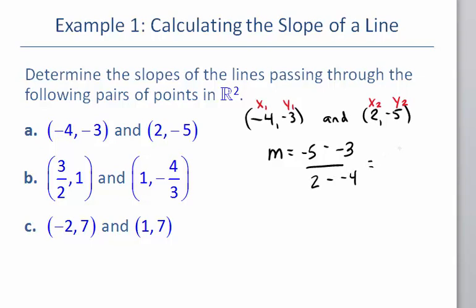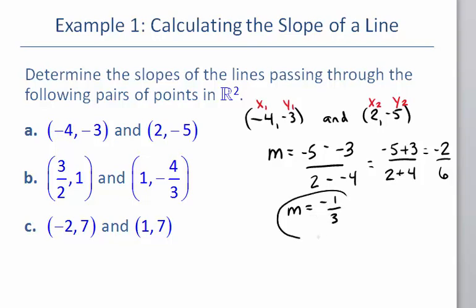We'll then calculate our slope. So we have -5 minus a -3. That's going to be the same thing as -5 plus 3, which is equal to -2. In the denominator, we have 2 minus a -4, which is the same thing as 2 plus 4, which is equal to 6. And so our slope for part A, reducing -2 over 6, we get -1/3.